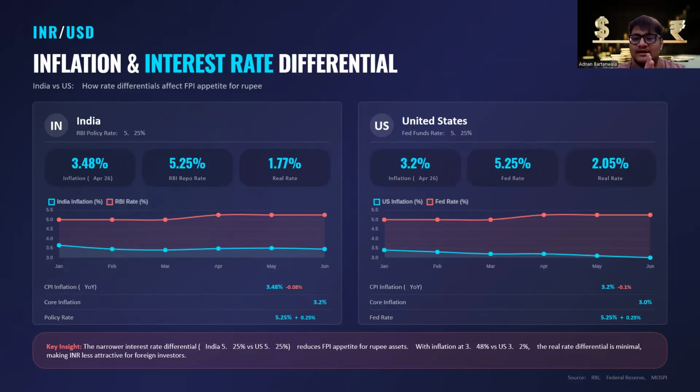Now, if you are a global investor, India gives you 1.77% with rupee risk, political risk, currency risk. The US gives you 2.05% backed by the world's safest treasury, the US dollar. Where would you park your money?